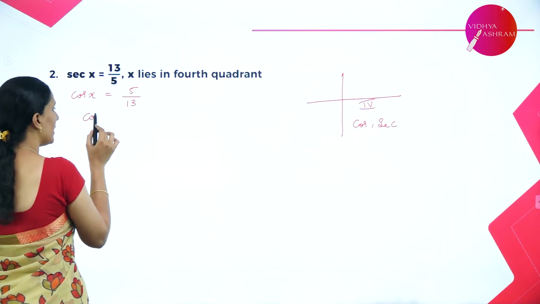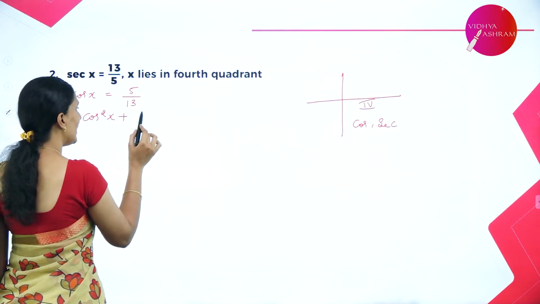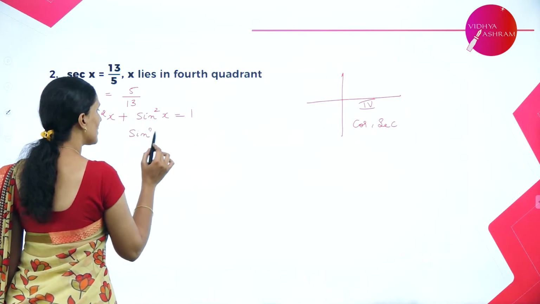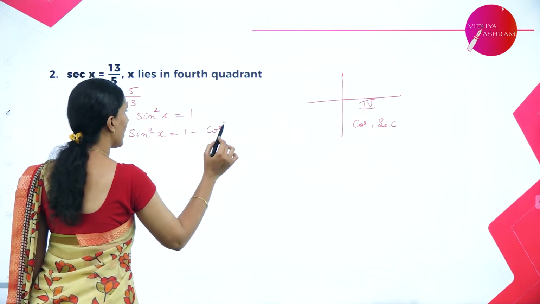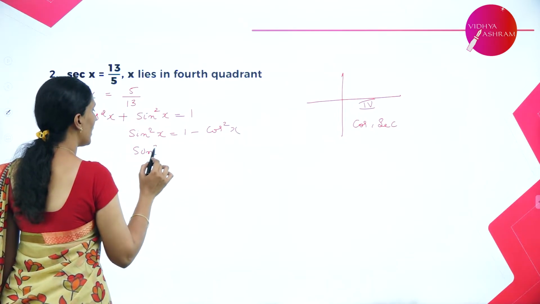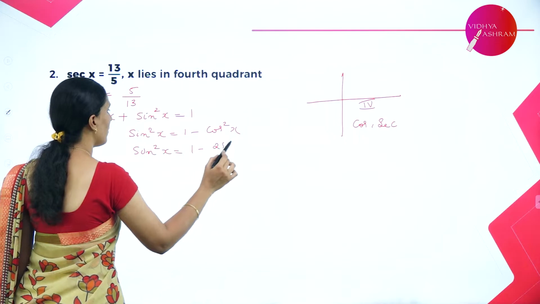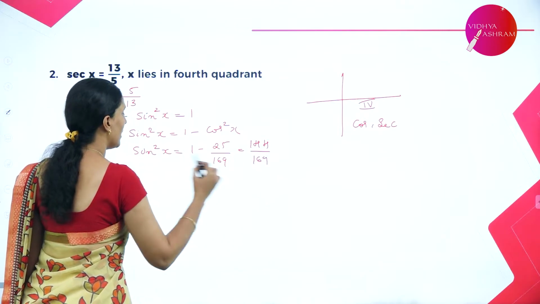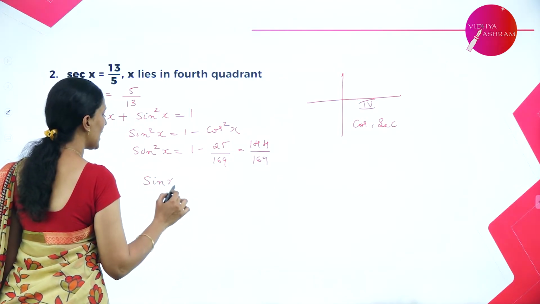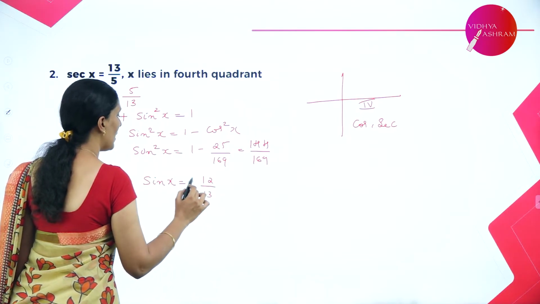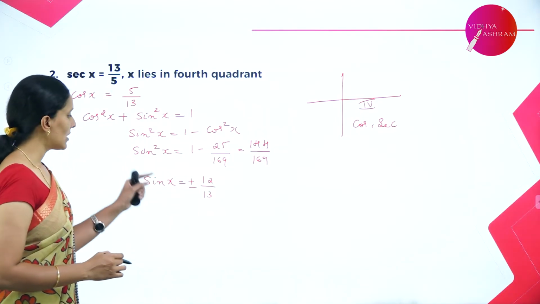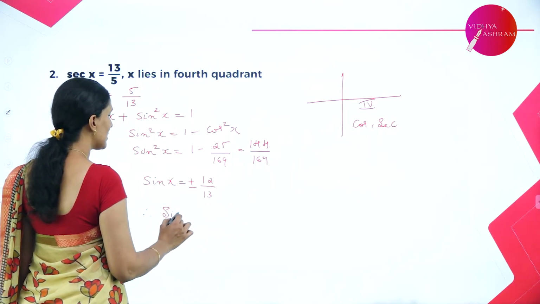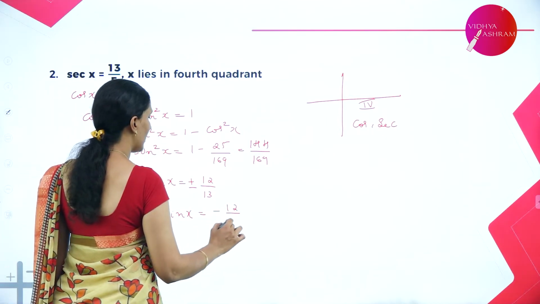Now we can find sin x using the identity cos square x plus sin square x is equal to 1. Sin square x is equal to 1 minus cos square x. So sin square x, we will get as 1 minus 25 by 169, which will be in the form of 144 by 169. Taking square root on both sides, we will get sin x as plus or minus 12 by 13. Now, since x lies in the fourth quadrant, sin is negative. So therefore, we will get sin x as minus 12 by 13.